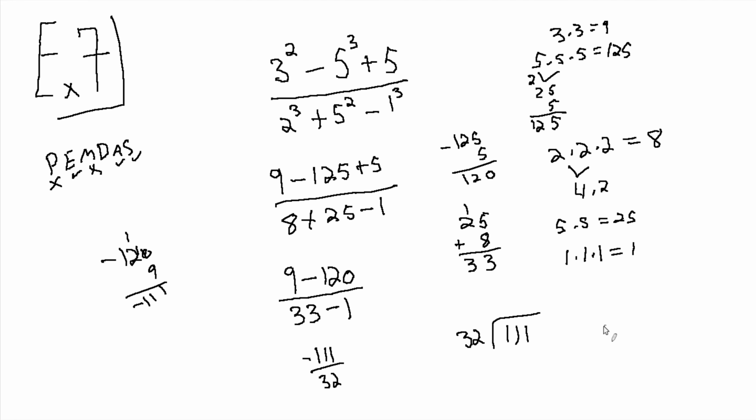Go ahead and do the division for that. Let's try it. How many times does 32 go into 111? Well, let's try it 3 times. It gives us 96. Now, let's try 4 times.